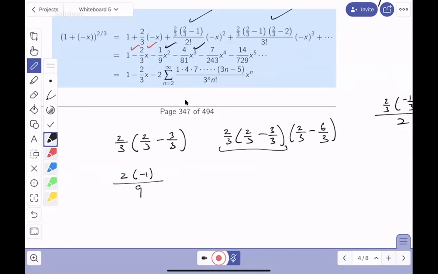So what do you get? 2 times minus 1 over 9. And what would that give me? Well, that's going to give you minus 4/3. All right. So this is this one here. And I just did this one over here. I didn't put the factorial down yet, though. Just doing the top. All right. What do you get over there?